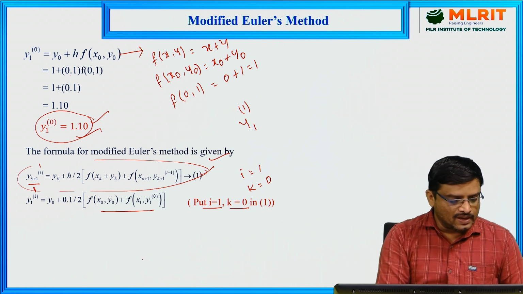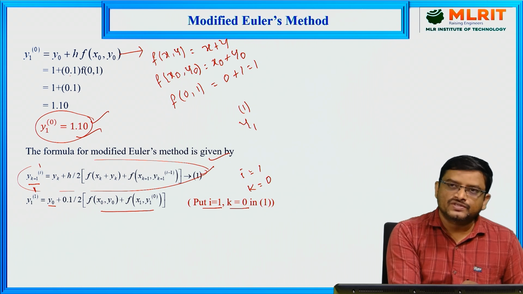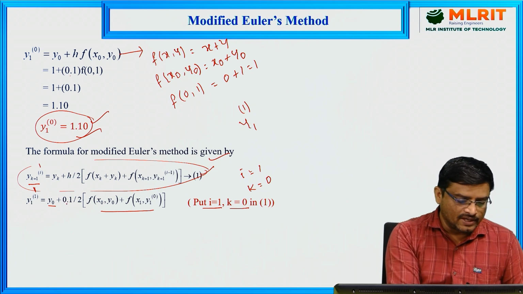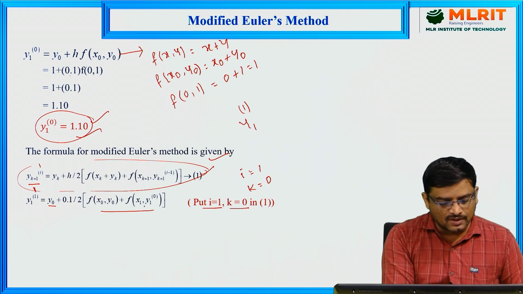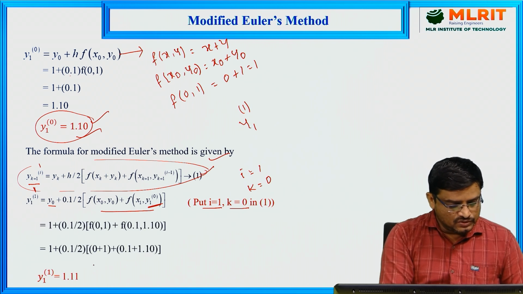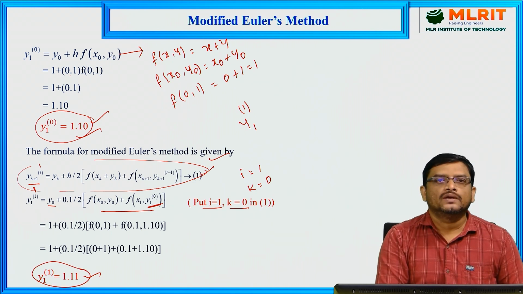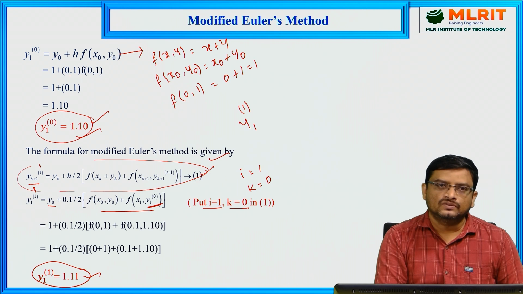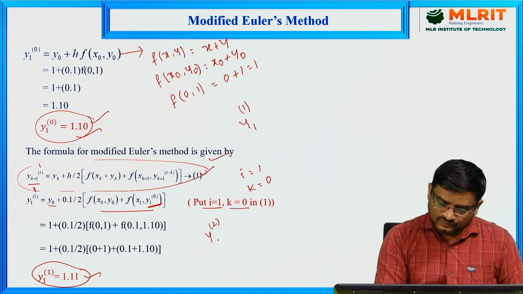Now replace these values here. y0 and h are fixed throughout the problem. h is 0.1, so h by 2 times f of x0 comma y0 plus f of x1 comma the initial approximation of y1. Replace all the values here and simplify this. You will get the first approximation of y1 is equal to 1.11. This is the first approximation of y1. Now similarly, we will go for the second approximation of y1.